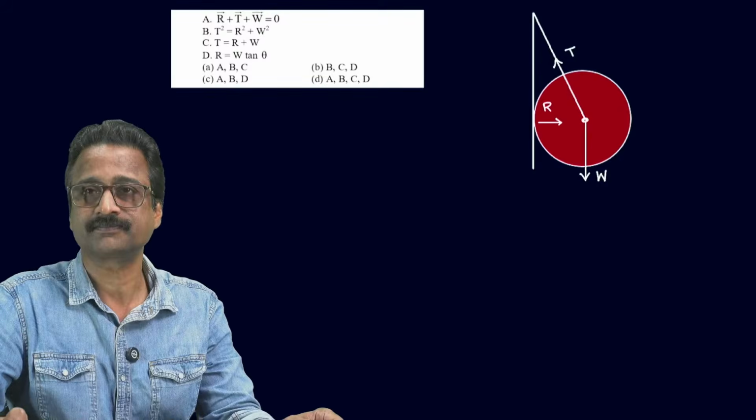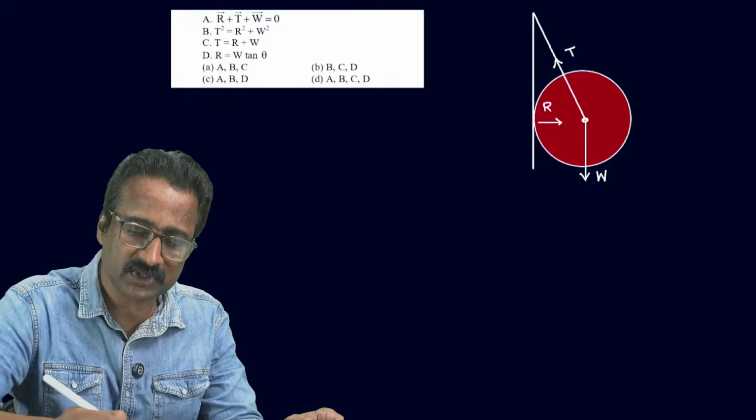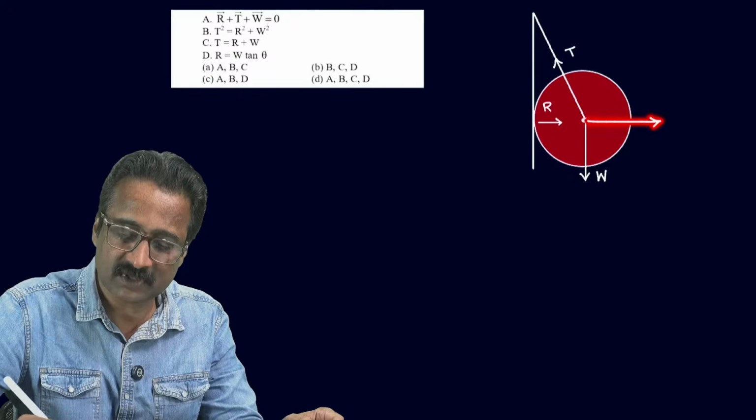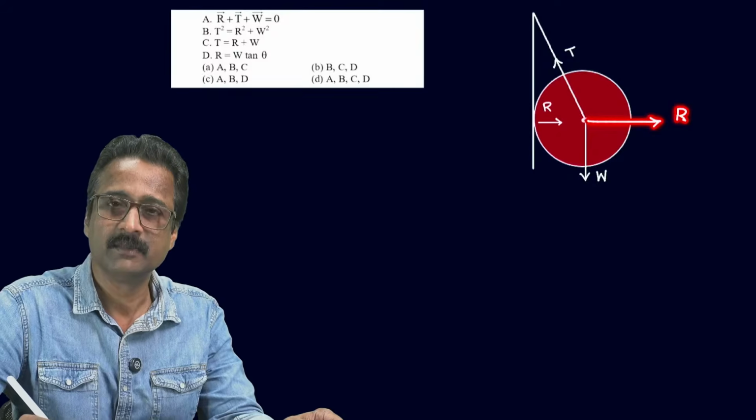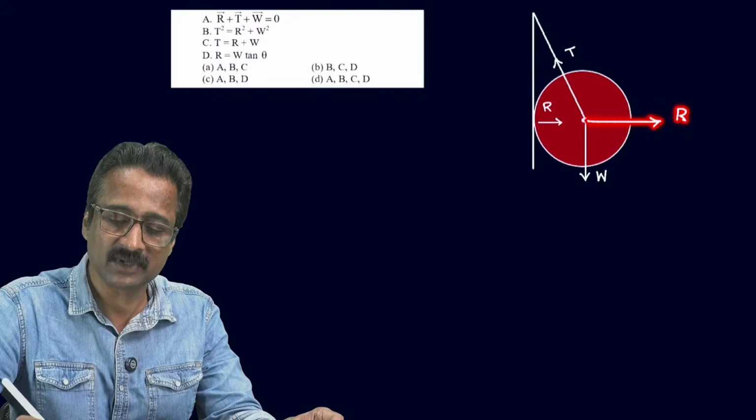This is R. Now, the first claim is this. Actually, the R can be shown here also. If it is difficult for you, you can assume that R is acting here. Because every force on a large body will be acting on the center of mass. So there is nothing wrong in showing it here.